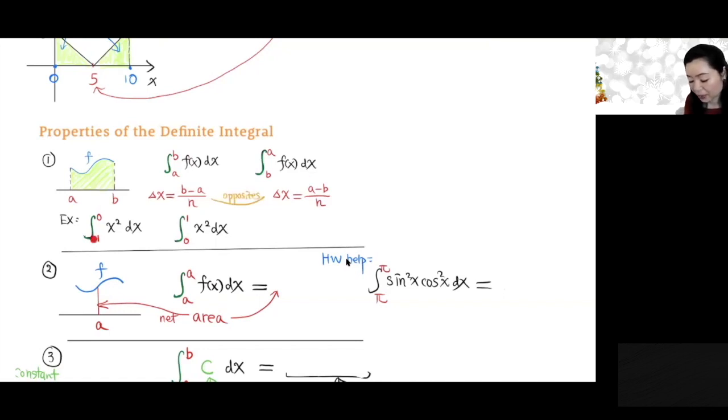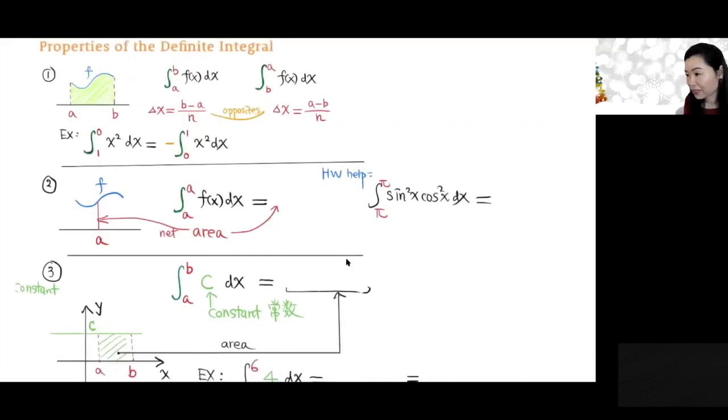So, for example, we have this integral. If you switch the upper and lower limit, you put the 0 down and put the 1 up, then you get the opposite. So this integral is the opposite of this integral. So when you switch the upper and lower limit, you will get the opposite. Okay, so that's the first property.